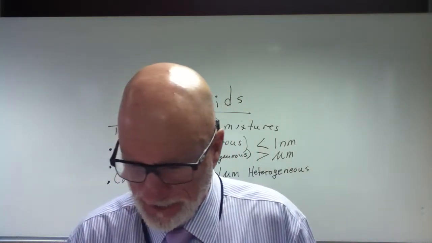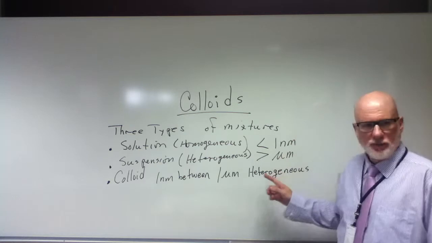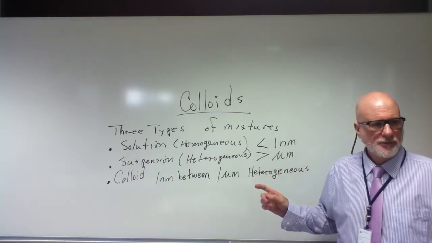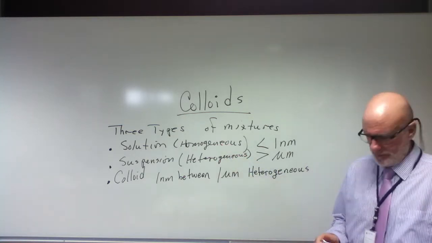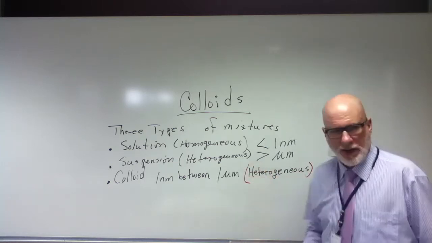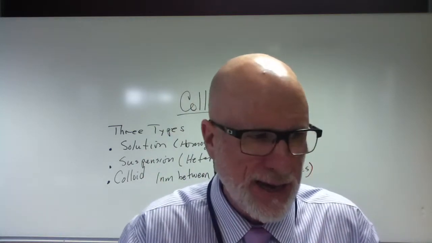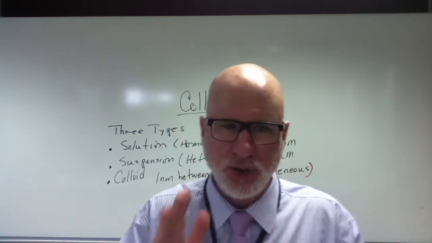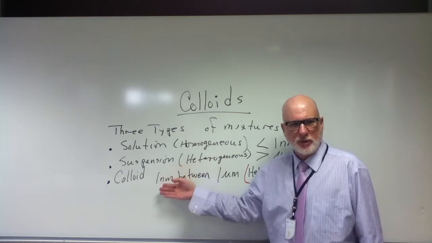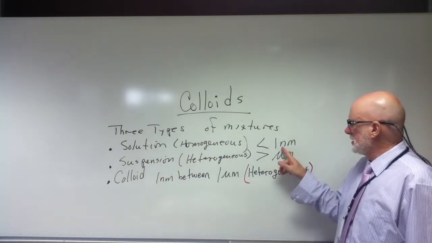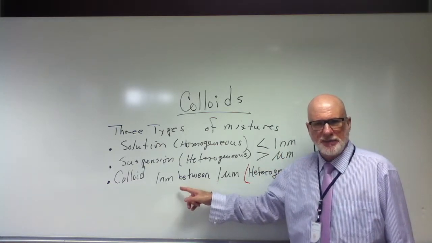Yes. Okay. A suspension and a colloid are heterogeneous. That's right. Heterogeneous and heterogeneous. Right? You started off by saying that a colloid is sort of between a solution and a suspension, isn't it? I didn't write it between. I purposely did that so we could leave off with what we're starting with. But this is less than a nanometer. This is greater than a micrometer. And a colloid is between a nanometer and a micrometer.